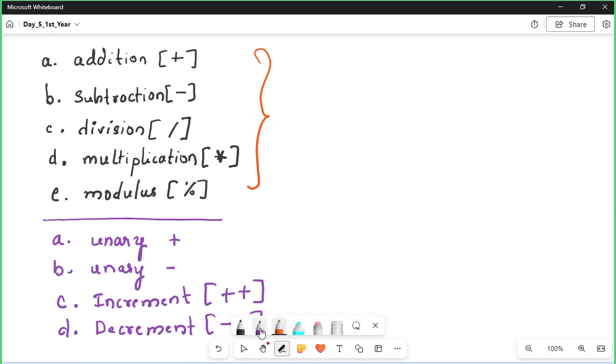As everybody is aware of the meaning of addition, subtraction, division and multiplication, now let us understand the meaning of the modulus operator.